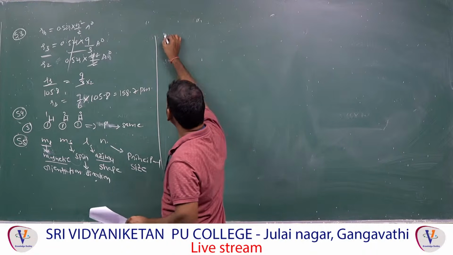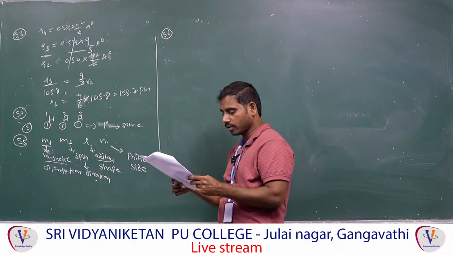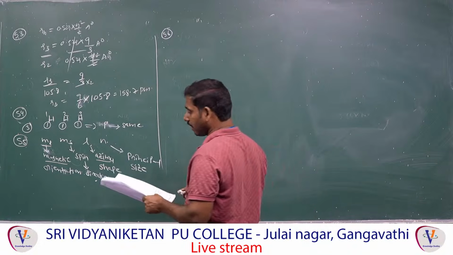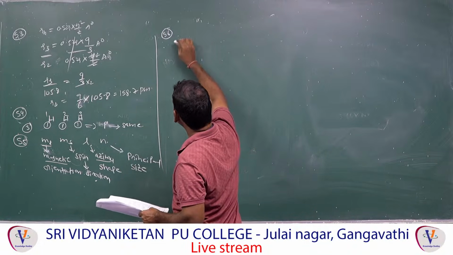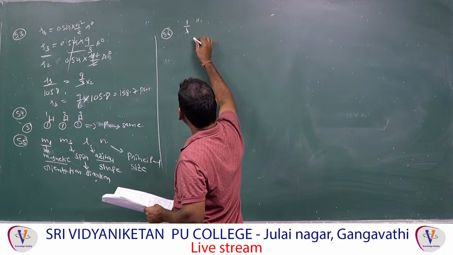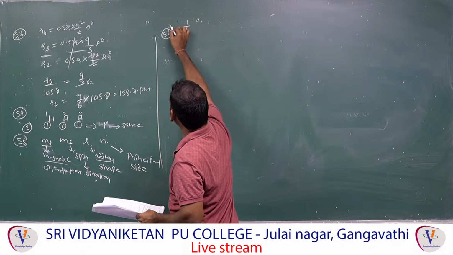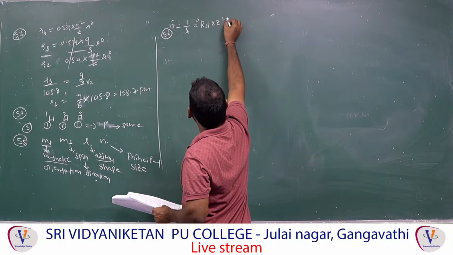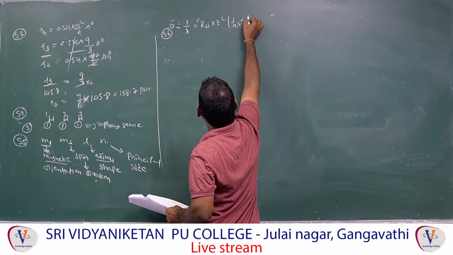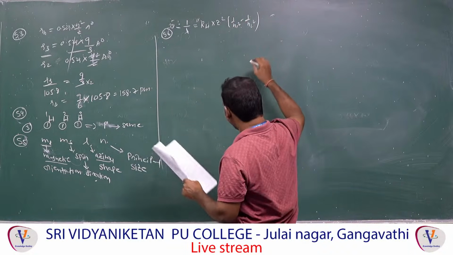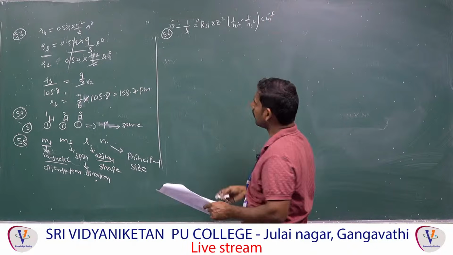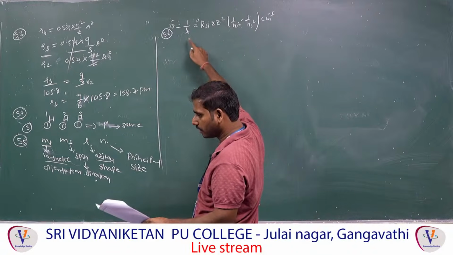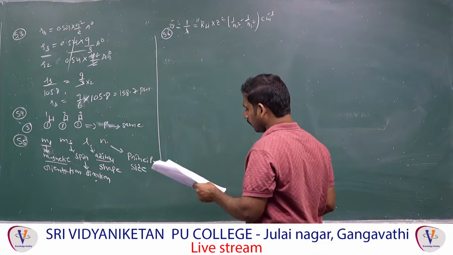Next one, 56. The Balmer spectral line of hydrogen atom with lowest energy is located, they are asking. So we need to calculate lambda. 1 by lambda, that means nu bar, is equal to RH into Z square into 1 by N1 square minus 1 by N2 square, in centimeter inverse. This is the nu bar, the wave number. Using the wave number you can find the wavelength. This is called the hydrogen spectrum.